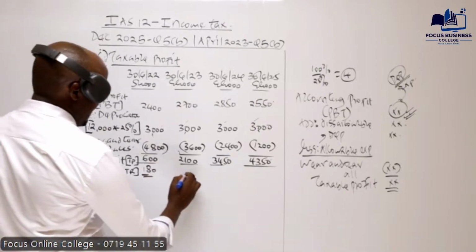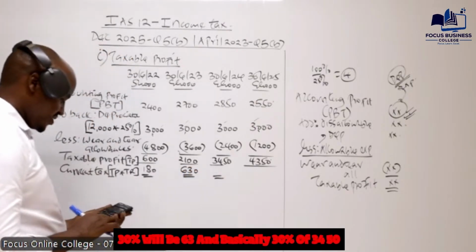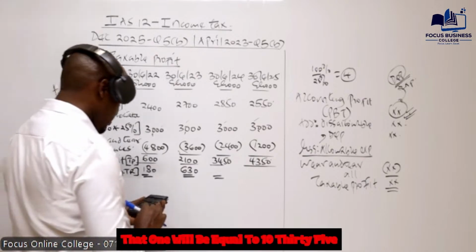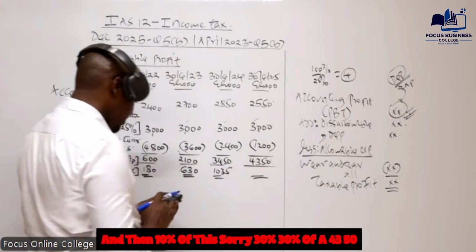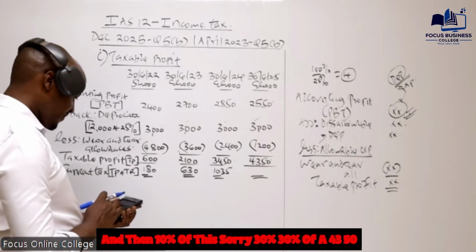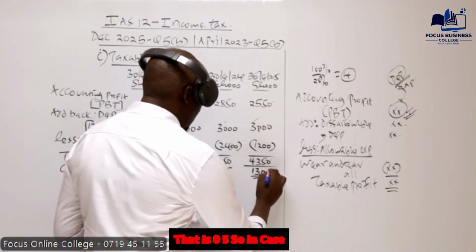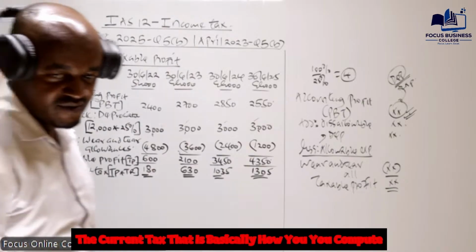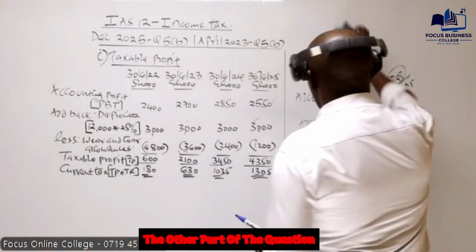So if we are required to compute the current tax, basically that one would be 30% of the taxable profit. 30% of 600 is 180. 30% of 2,100 will be 630. And 30% of 3,450 will be equal to 1,035. And then 30% of 4,350 will be 1,305. So in case the examiner requires you to compute the current tax, that is basically how you compute that. Let's move to the other part of the question.